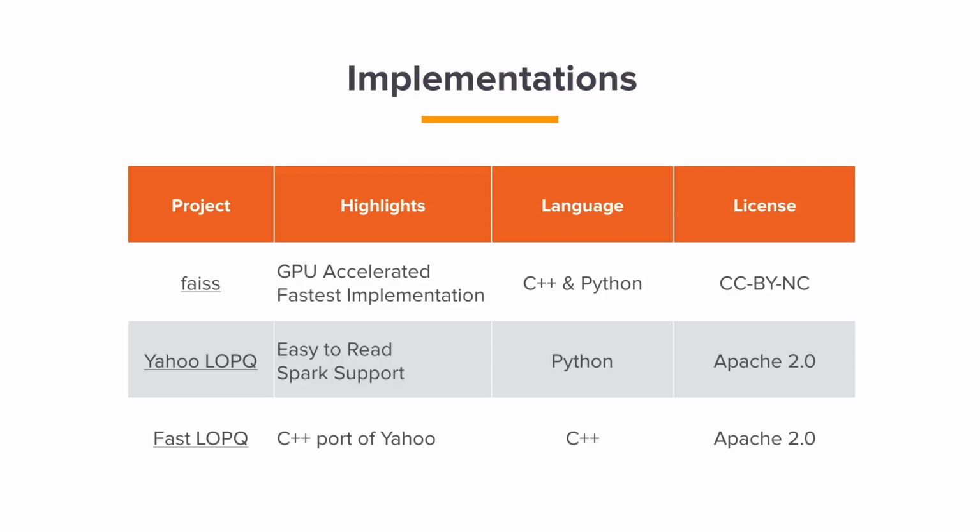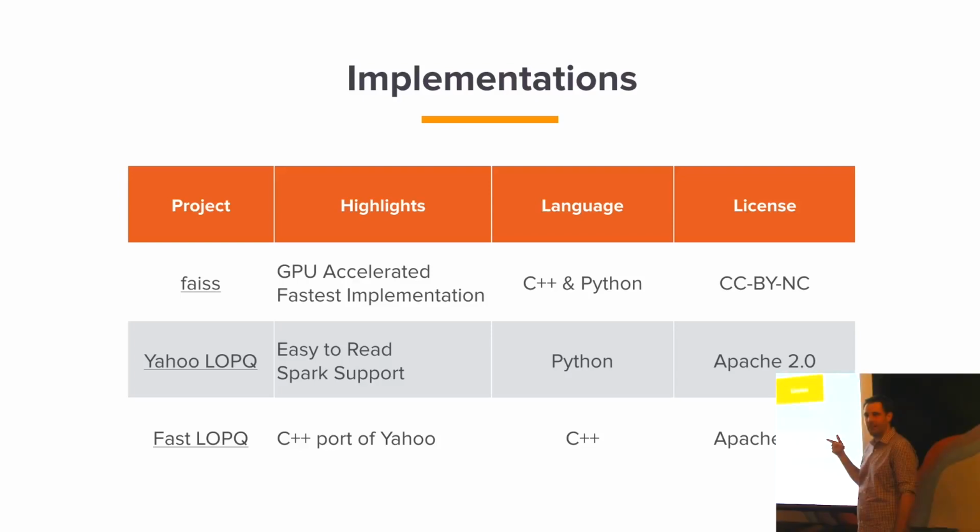If you want to play with this stuff yourself, there are 3 open source libraries you can check out. Faiss from Facebook Research is an implementation that runs on the GPU. It's the fastest implementation available. It wasn't open source at first; their license is Creative Commons BY-NC, I forget exactly what NC stands for, non-commercial or something. It wasn't open source when we had to build ours.